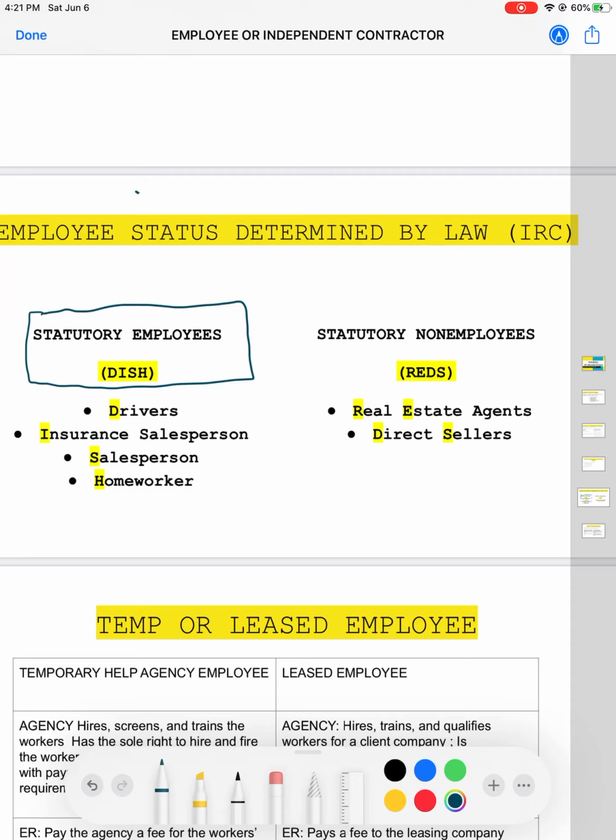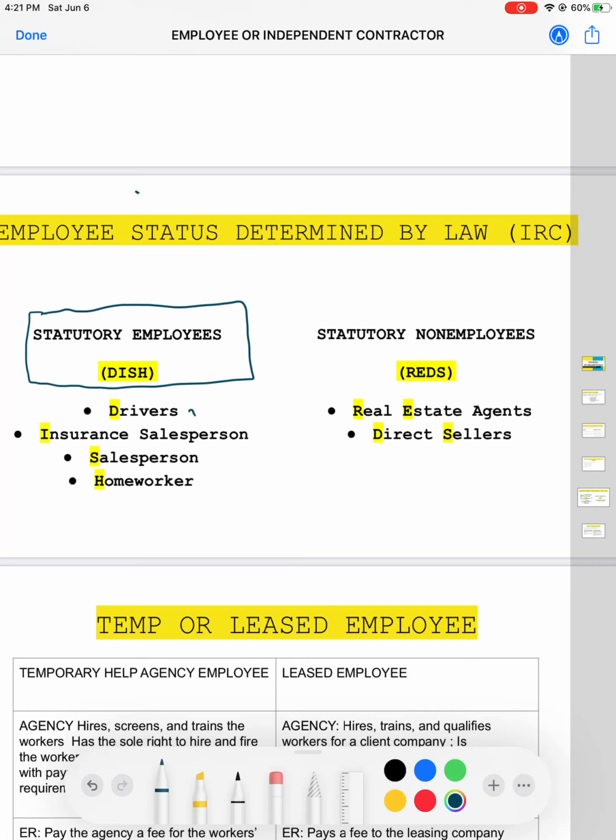So again, the driver is somebody who is engaged in distributing vegetables, fruits, baked goods, meat, beverages, or laundry or dry cleaning services. And in beverages, milk is not included. Okay, and they must be paid on commission basis. So if these are the conditions, then the employee is considered a statutory employee.